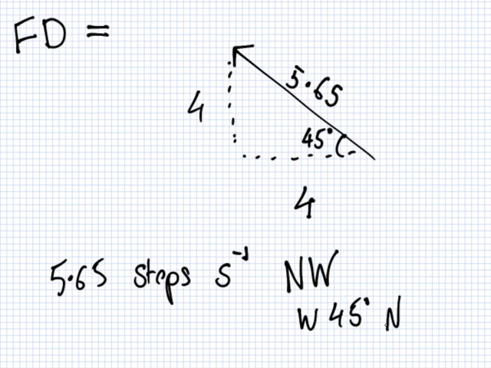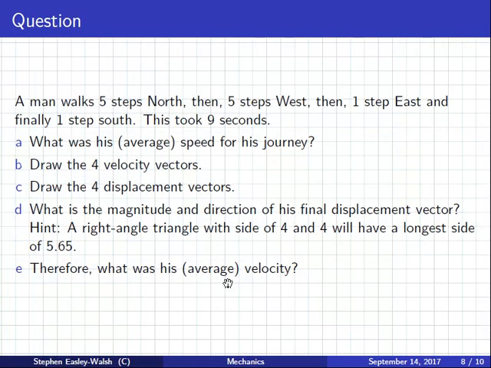Is this okay? Yeah? So that's the final displacement. So, he is 5.65 steps northwest of where he started. That's his final displacement. Yeah? Okay, so the last part now is, therefore, what's his velocity?